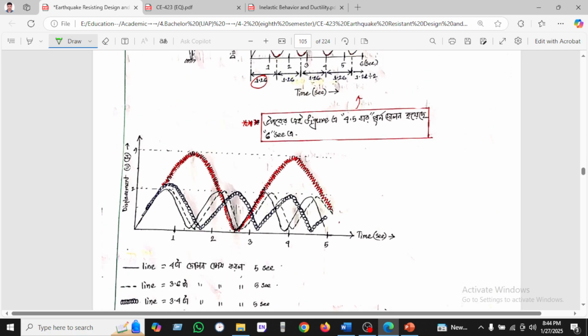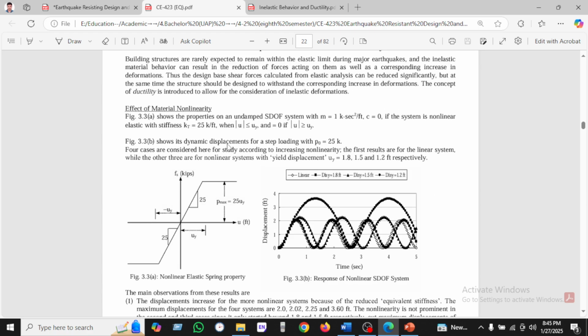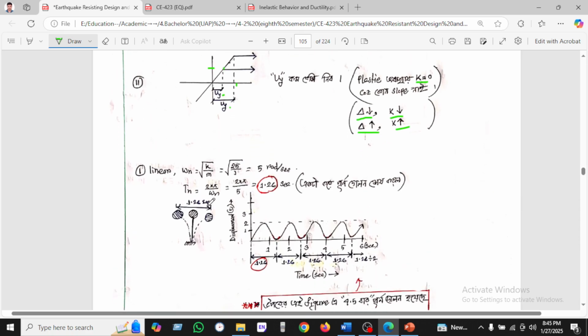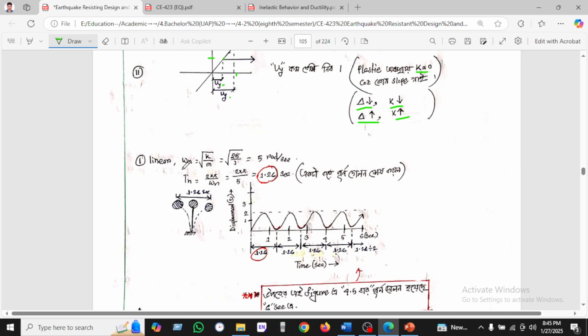So we can see another graph here. For the natural frequency, we know omega equals root over k by m, which is 5 radian per second, and the time period is 1.25 seconds. So one cycle is completed in 1.25 seconds. In the vertical direction is displacement, and in the x direction is time. So 1.25 seconds is for one cycle.